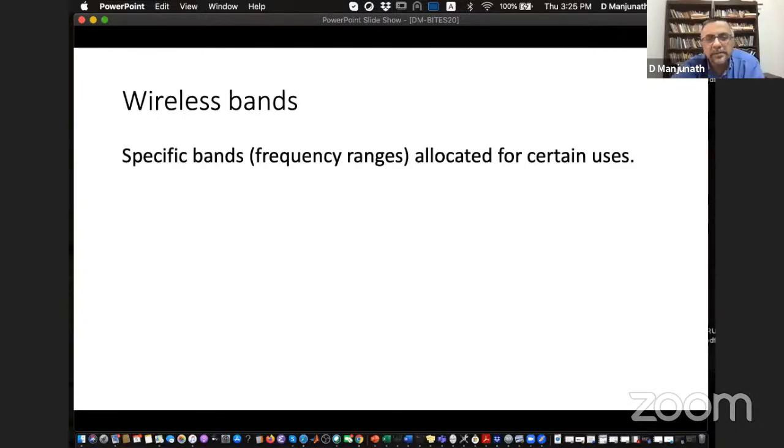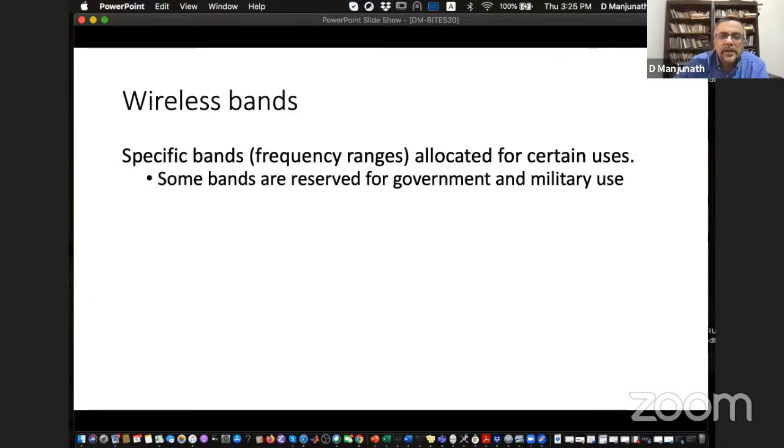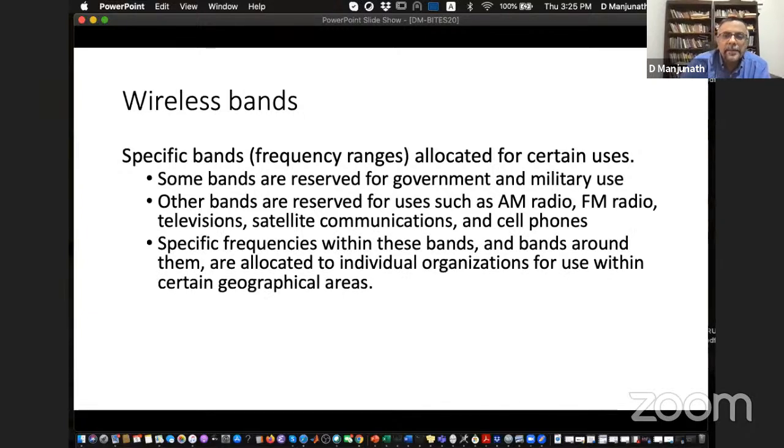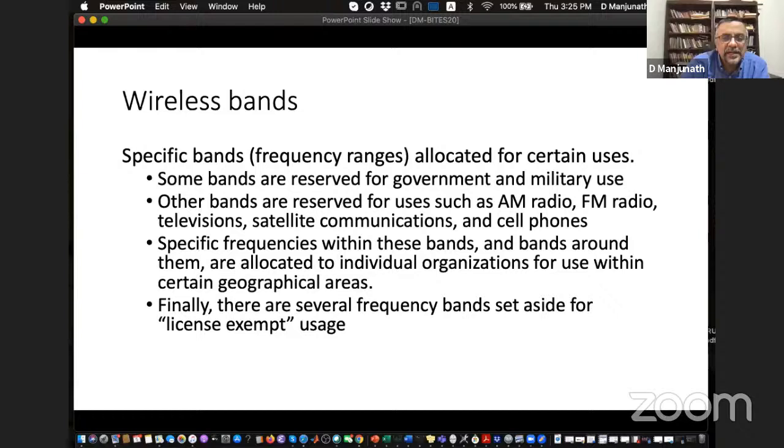Here are some example bands. Some bands are reserved for government and military use, and other bands are reserved for use such as AM radio, FM radio, etc. As I just said.